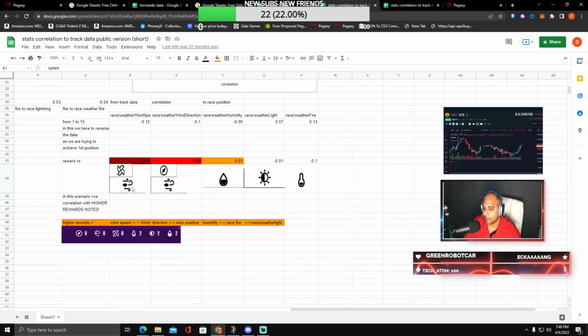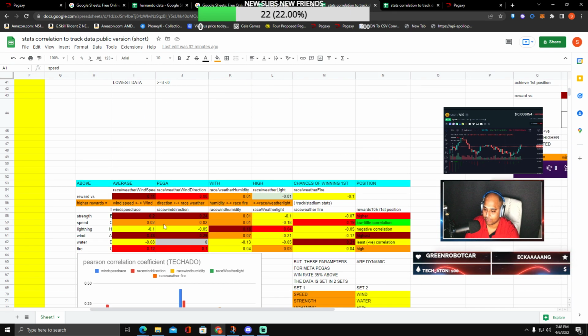You will see that wind is affecting speed. Wind is affecting a track's direction, or it's affecting the weather direction. So wind is a very important factor, and that is contributing to high rewards. So a track that has higher wind speed more than wind direction, more than humidity, more than fire, and these factors, whichever is affecting that track, which will be again correlated to your speed, strength, and everything, will give you a META Pega.